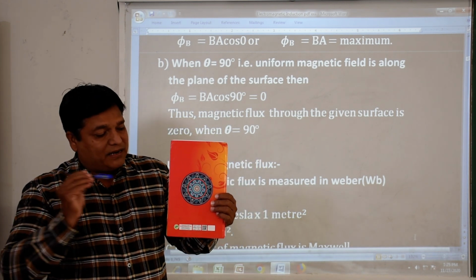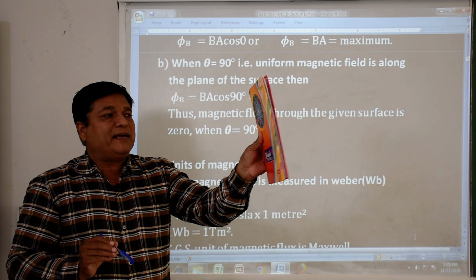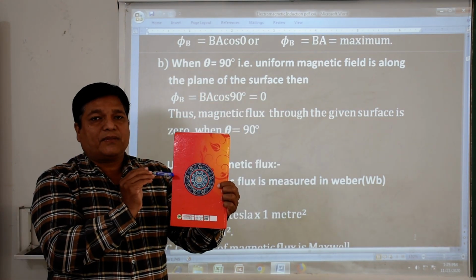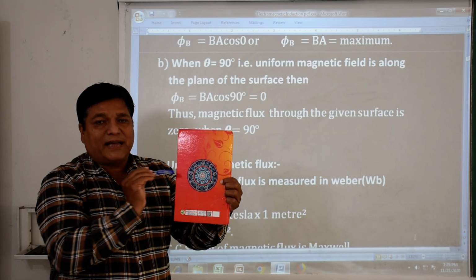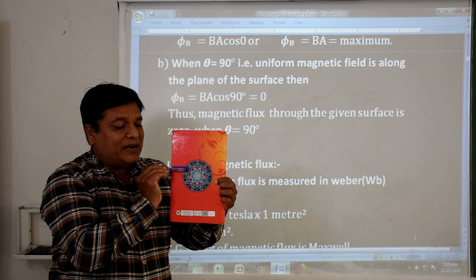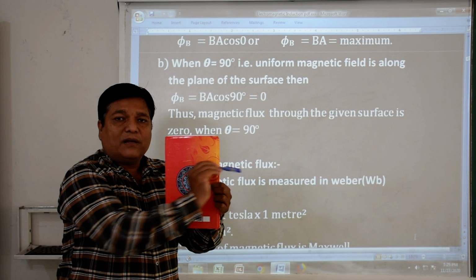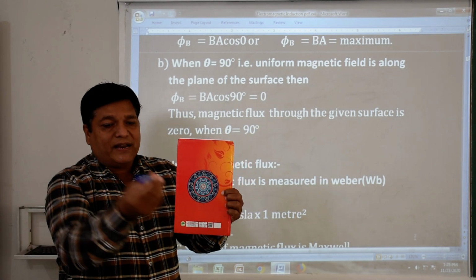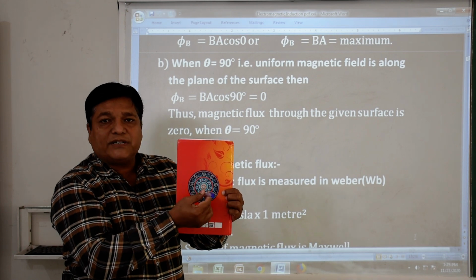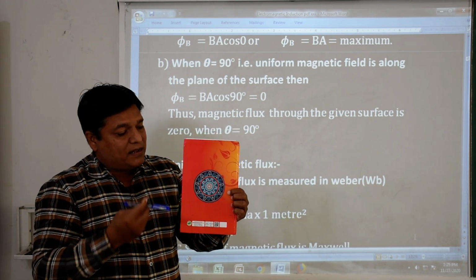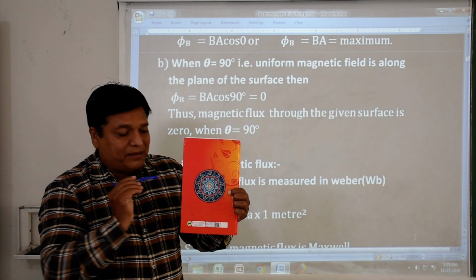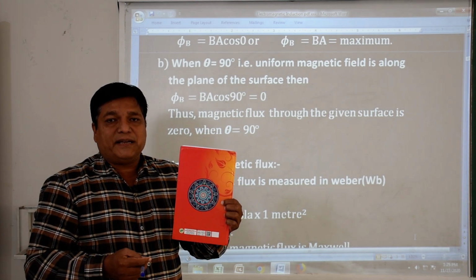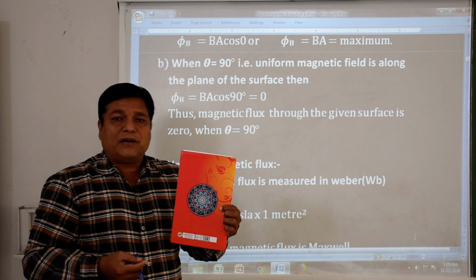What will be the magnetic flux linked with the surface area? Suppose this is the magnetic field line direction, and if we place this surface area parallel to it like this, you see that the magnetic field line is passing through like this. What will be the direction of the area vector? We can say that the direction of the area vector is always perpendicular to its plane. It means that the angle between the magnetic field line and the area vector will be 90 degree.